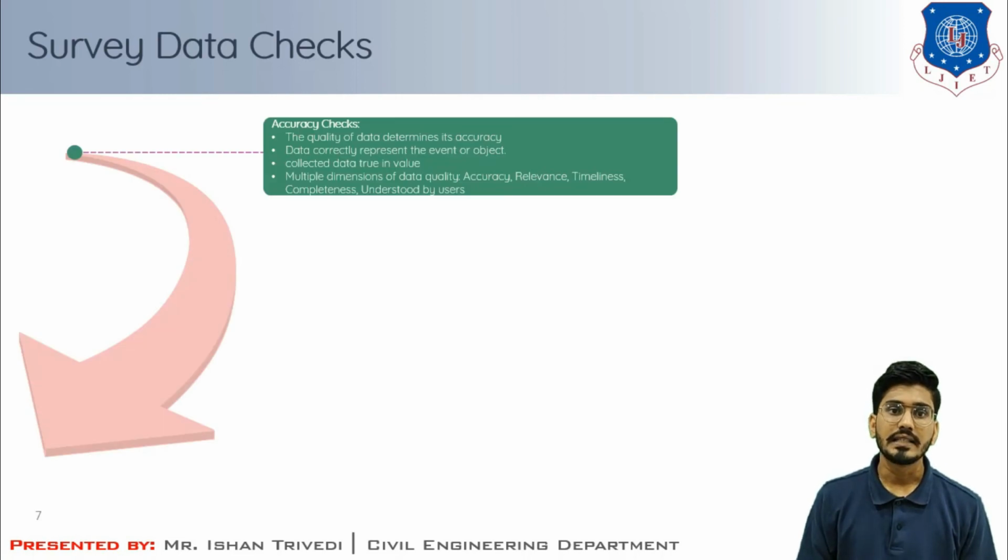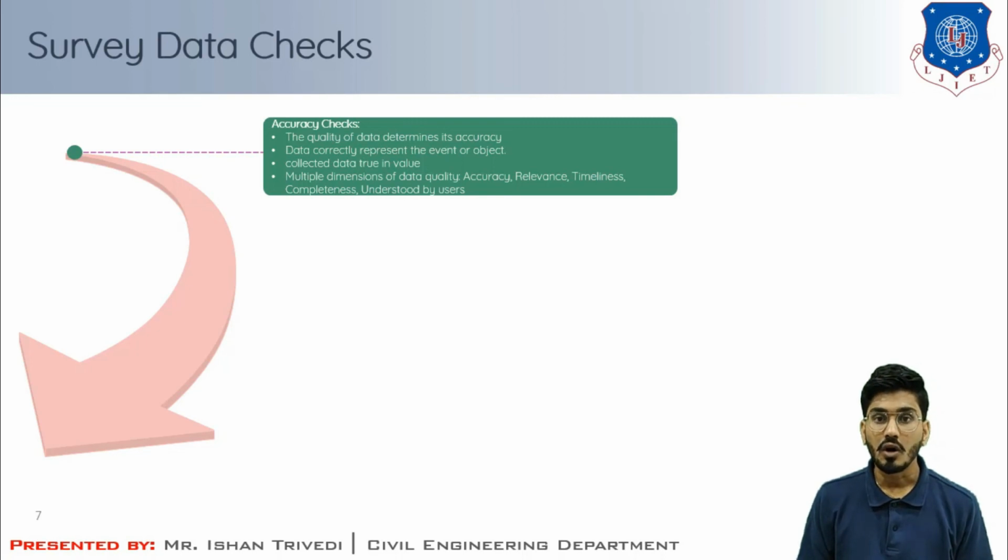The quality of data determines its accuracy. Here, accuracy refers to whether the data correctly represents the event or the object. The collected data must be consistent and true in value. There are multiple dimensions of data quality, such as accuracy, relevance, timeliness, completeness, and being understood by users. Here, the data should provide a definition of what values are valid for each field. And it should provide the type of data, ranges of acceptable values, the length restrictions, and rules for entering unknown or not applicable, or you can say ineligible data.